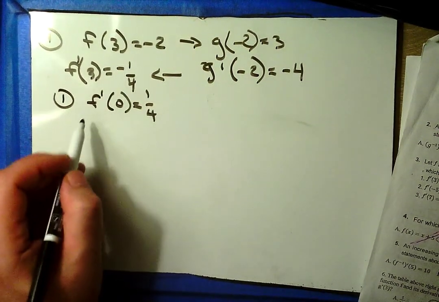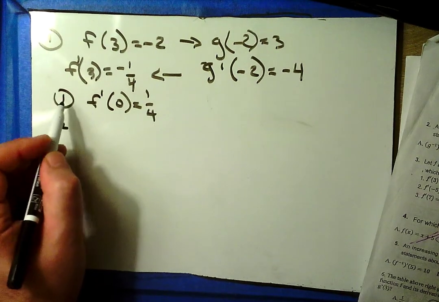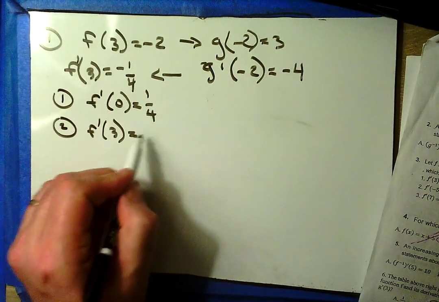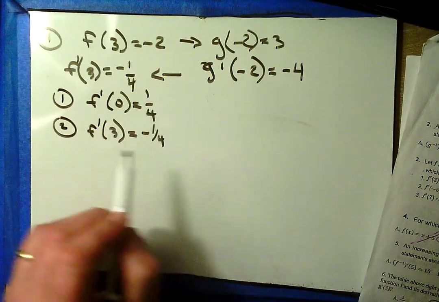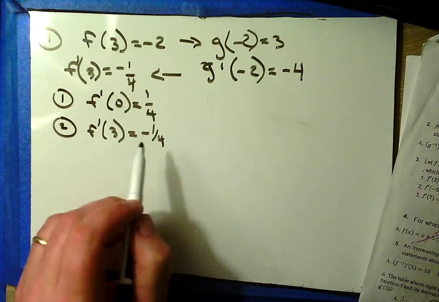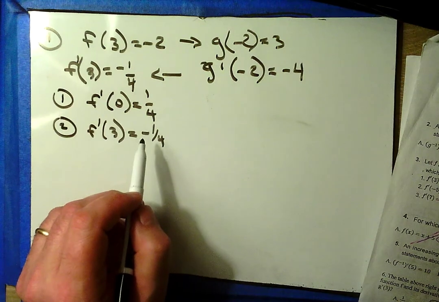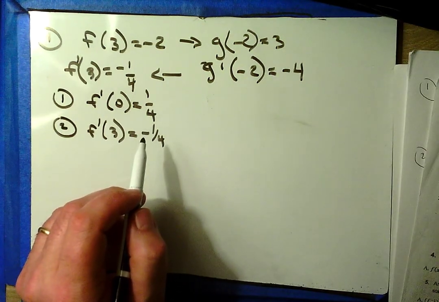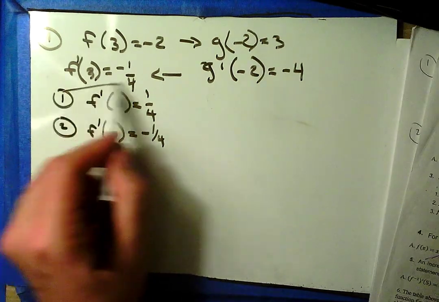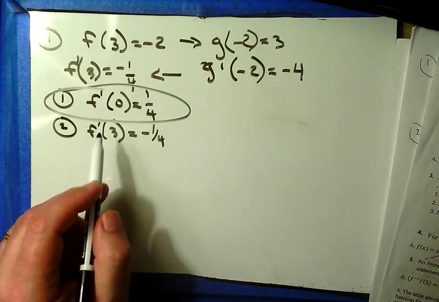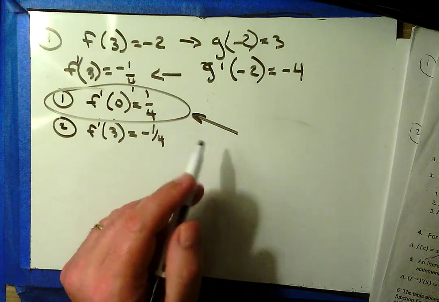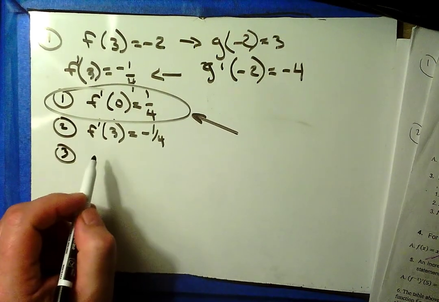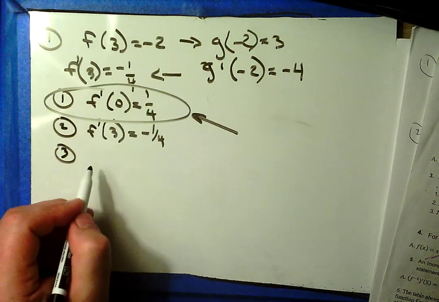Okay. 2 is f prime of 3 equals -1/4. That's our answer. So that can't be false. So what can be false? Well, so far we figured out that can't be false. Oh, well, that one can't be. Maybe there's more than one. So let's keep looking. 3. We know this is true for sure.